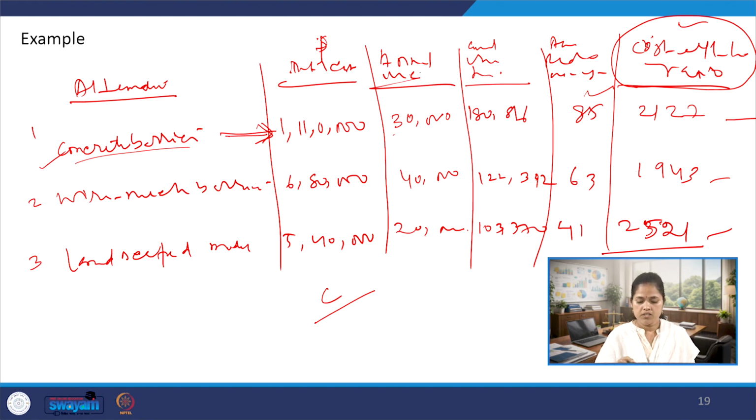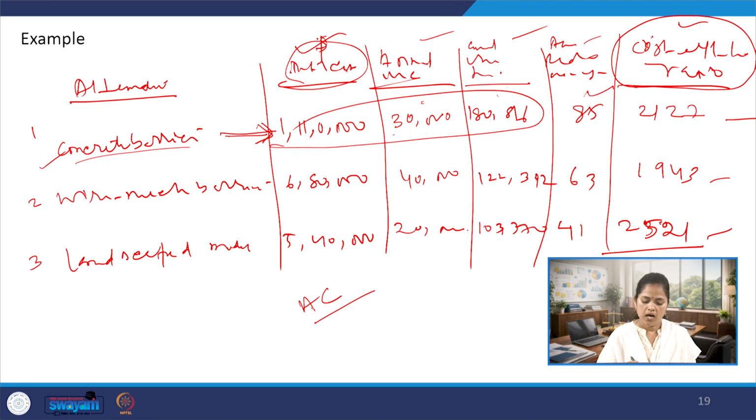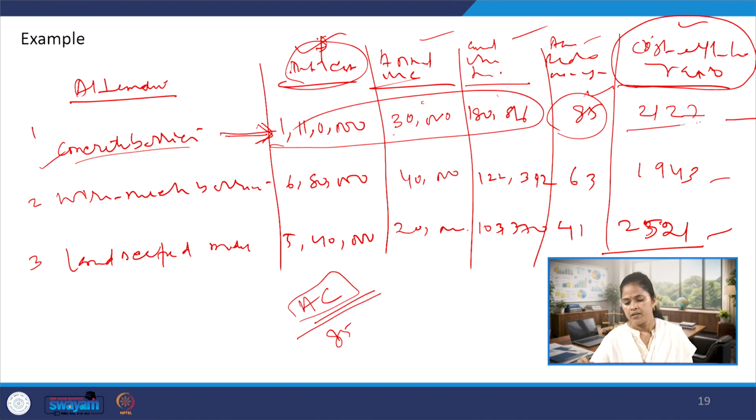Since the initial cost is a present cost, we can convert it into annual cost. The maintenance cost is already annual cost, and this is the effectiveness. So we convert all these into annual cost, divided by the effectiveness, that is 85, and we find this result. So what is the interpretation?